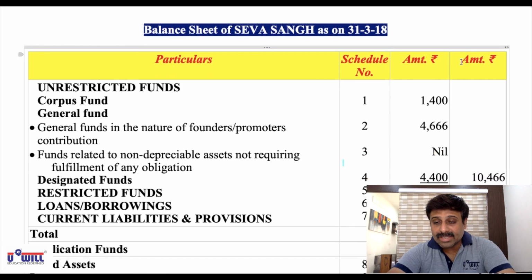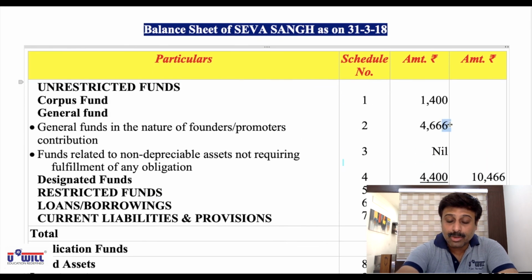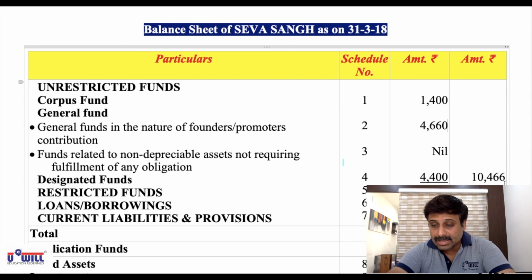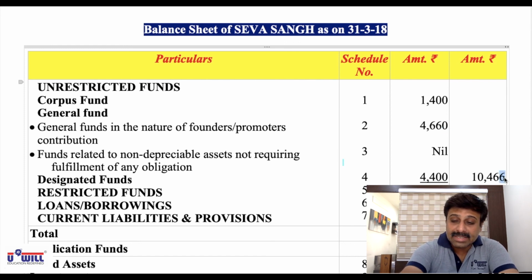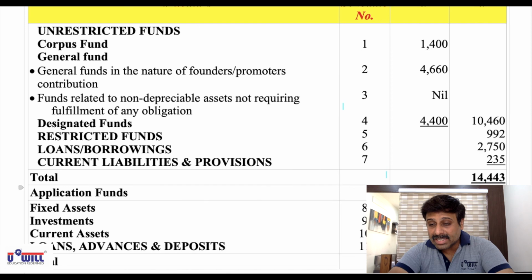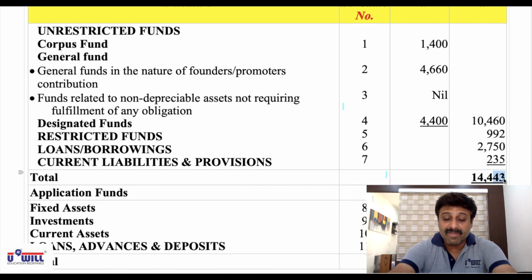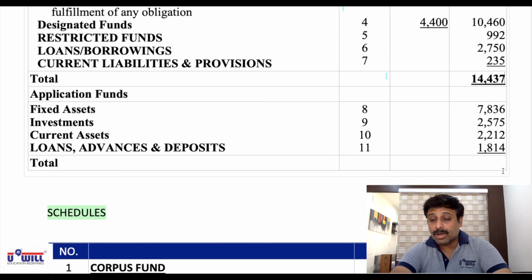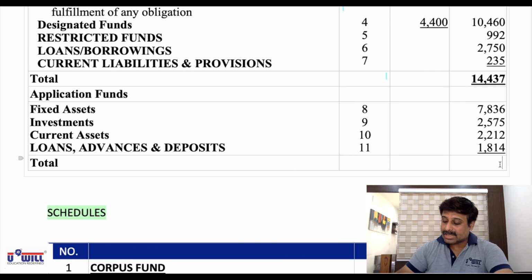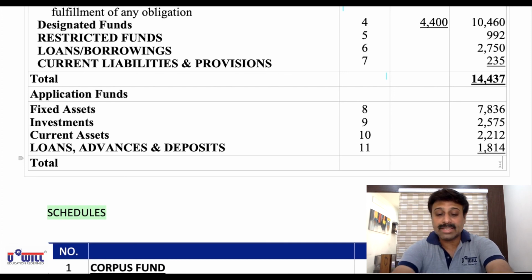So over here 4660, 6 rupees less, the unrestricted funds become 10,460, 6 rupees less, and the total becomes 14437. Now let us see what the total of assets comes to. 7836 plus 2575 plus 2212 plus 1814. That comes to 14437. So it gets tallied.